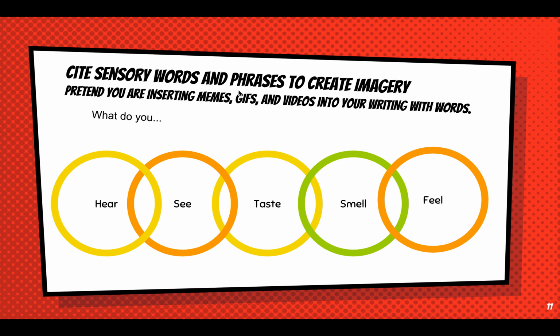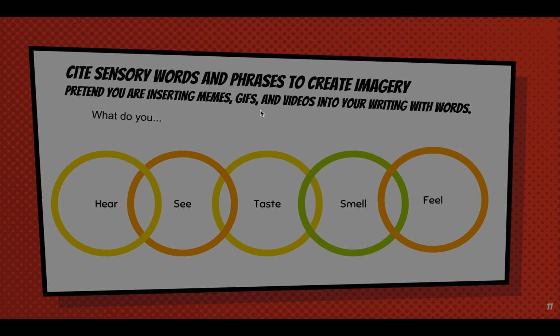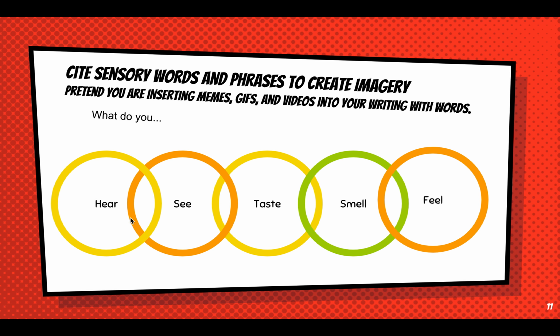Also, cite sensory words and phrases that create imagery in your reader's mind. The way that I like to think of adding hearing, seeing, tasting, smelling, feeling words, it's kind of like you're inserting memes, GIFs, or videos into your writing with words.